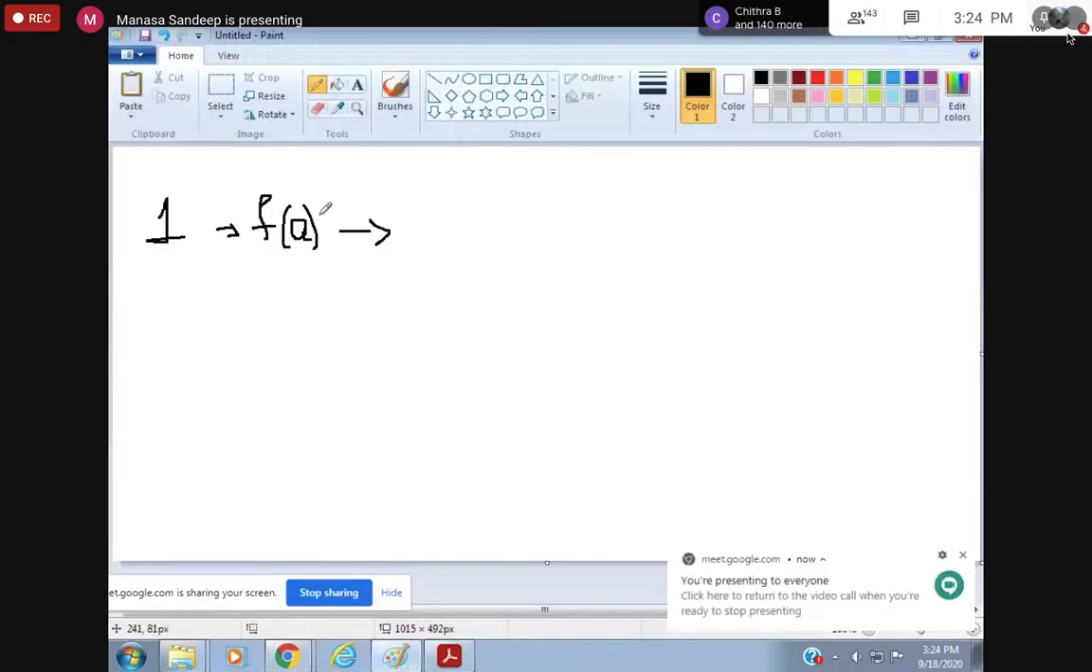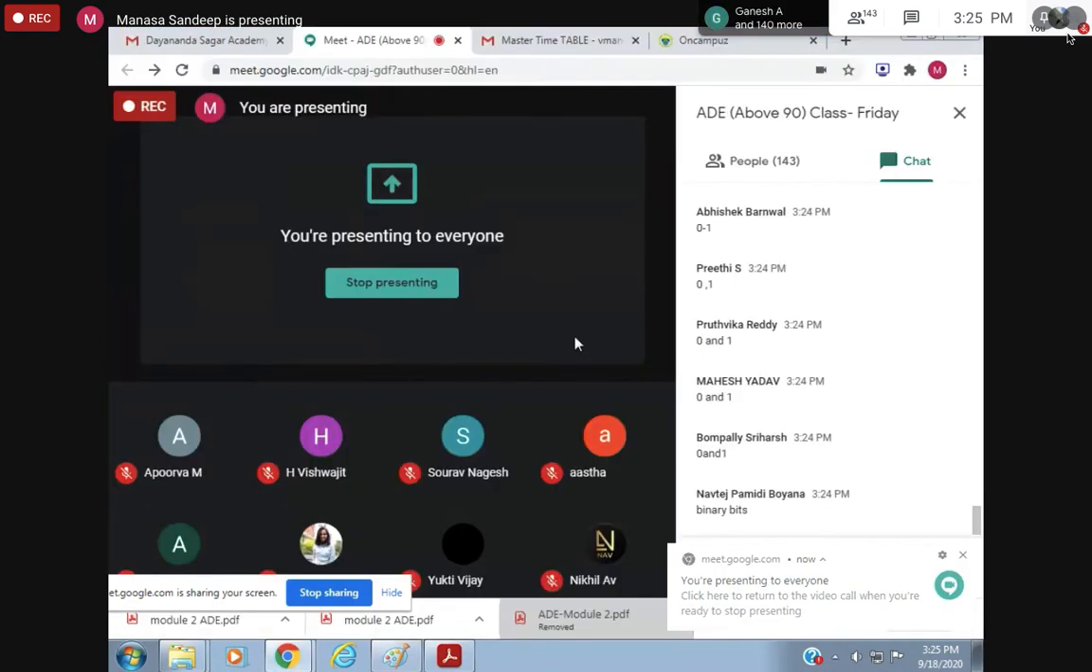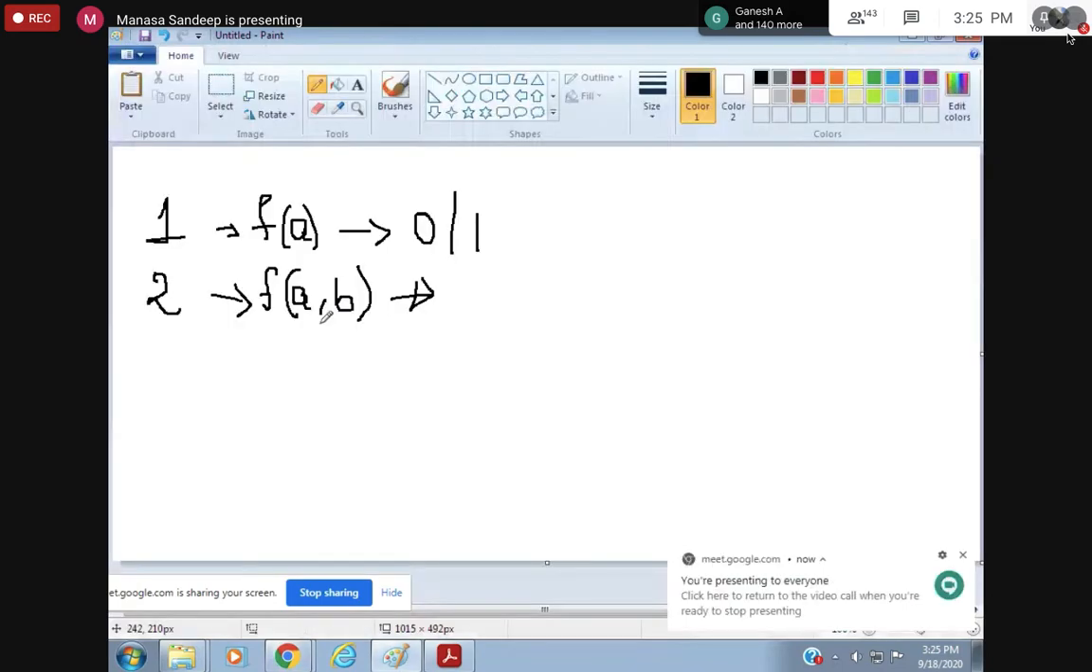Fine. Yes, this A is capable of 0 and 1. Very good. When I say the input is represented by 2 bits, you can write it as f of a comma b. Then what are the values these 2 bits are capable of taking, or how do you write the truth table? How many values will it take? We are talking about binary. So 2 power 0 is nothing but 1 bit.